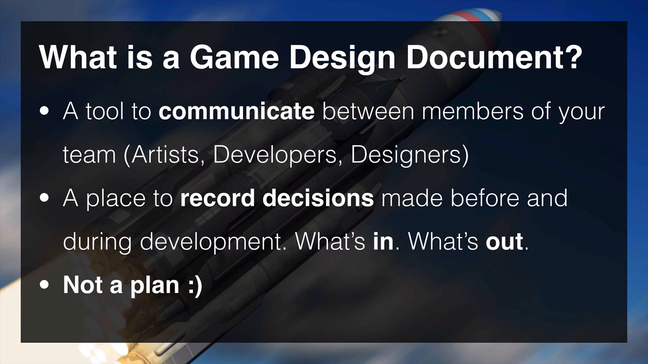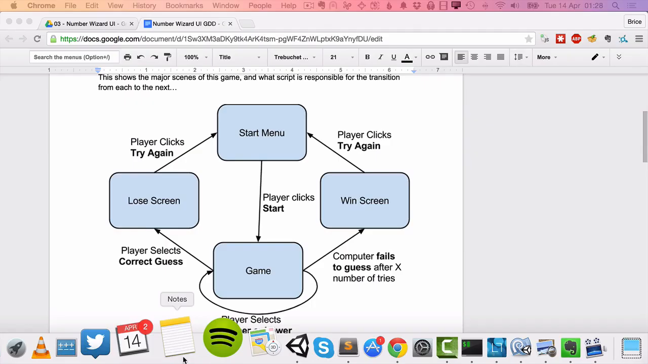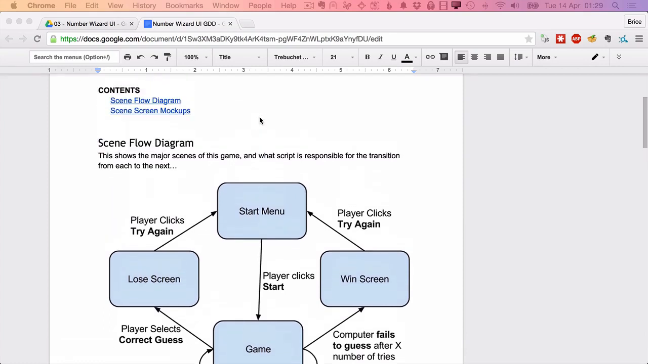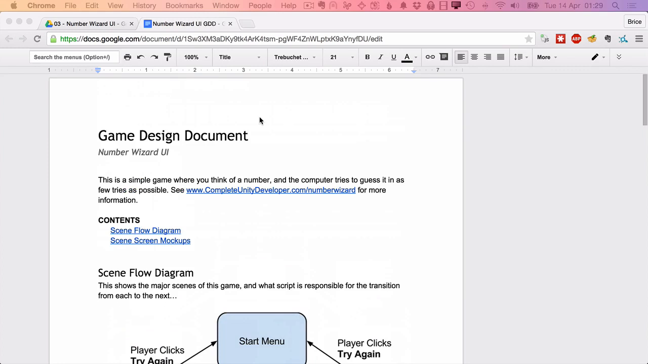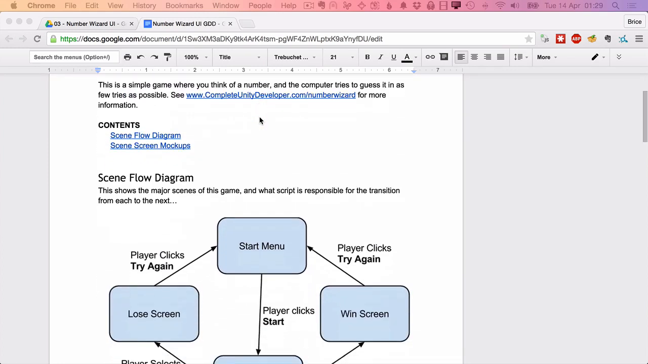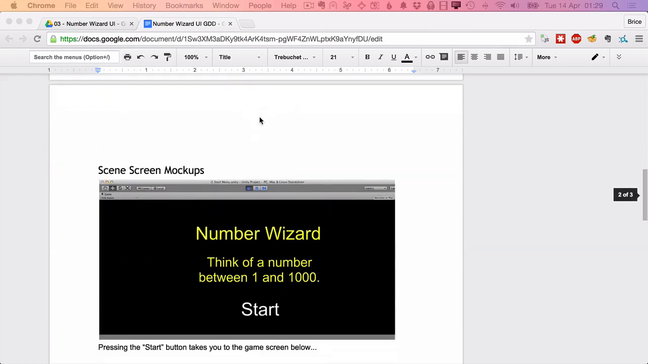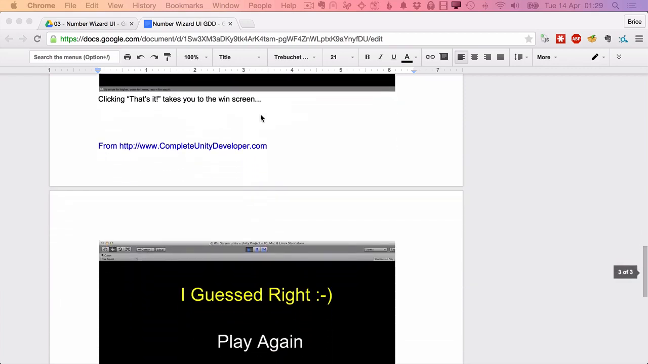So how are we going to be using a GDD in this game? Well, let's take a look at our GDD for Number Wizard UI. It's a very, very simple GDD. We've got it kept in Google Docs, and that's because we want to be able to share it and work on it separately, when we're working remotely, when we're making games for this course. And the idea is we've got this simple flow diagram which shows how the scenes hang together and how the player goes through scenes, as well as some sample mock-up scenes which we have underneath.